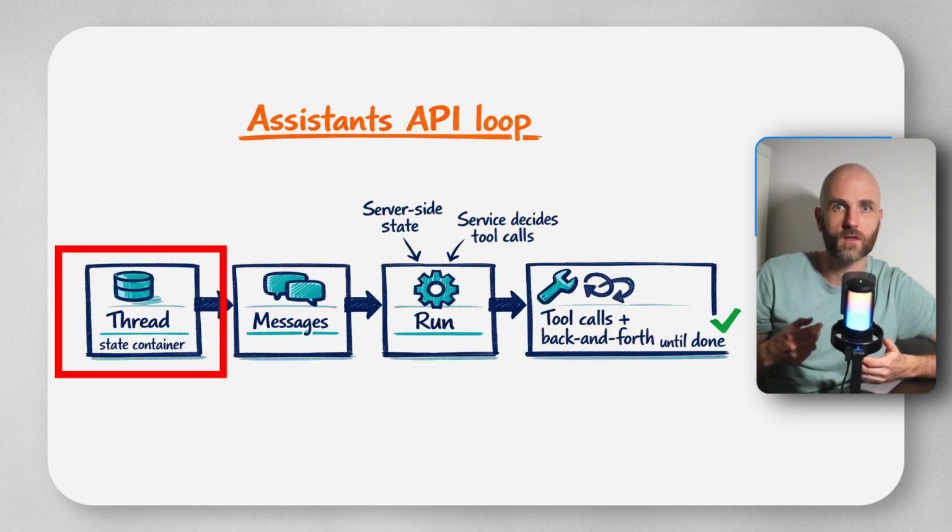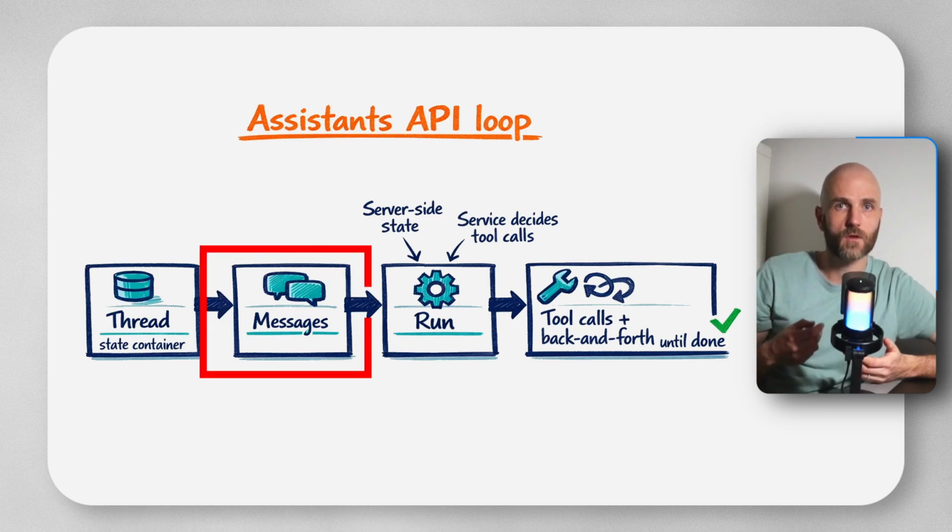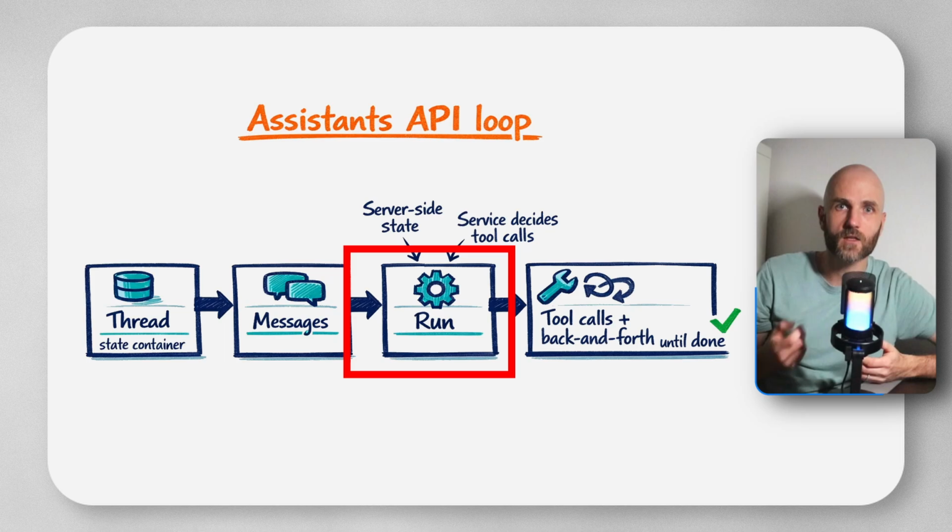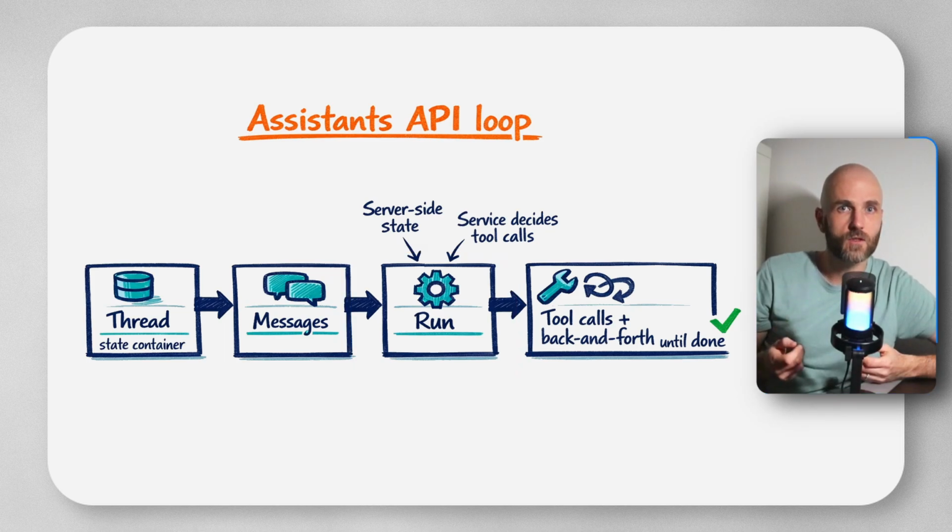If I think back to how most of us built agents for the last couple of years, it was very server managed. I create a thread, that's the conversation container. I post messages into that thread, then I kick off a run. And the service kind of owns the whole loop. It stores state server side, it decides when to call a tool, and it does the back and forth until the run is done. The model works, but the trade-off is control. A run is a big black box.